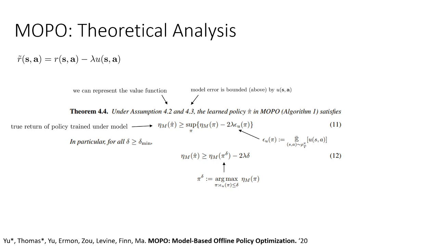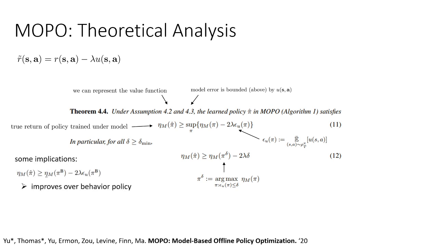What this equation 12 is saying is that the policy that we learn under our model will be at least as good in terms of its true return as the best policy whose average error is bounded by delta, minus an error term that depends on delta. So if we choose delta to be very small, then we will actually improve on this. Okay, this might seem a little cryptic, but this theorem has a few interesting implications.